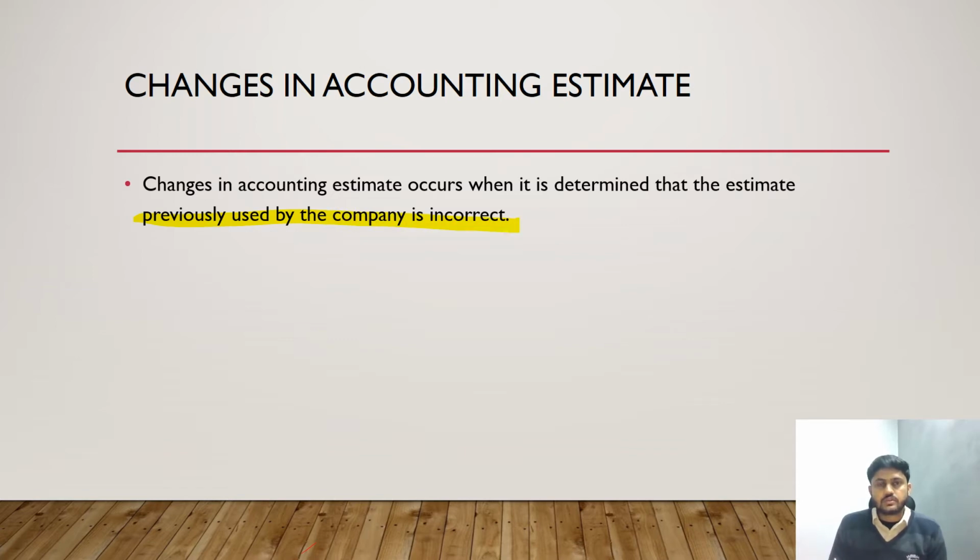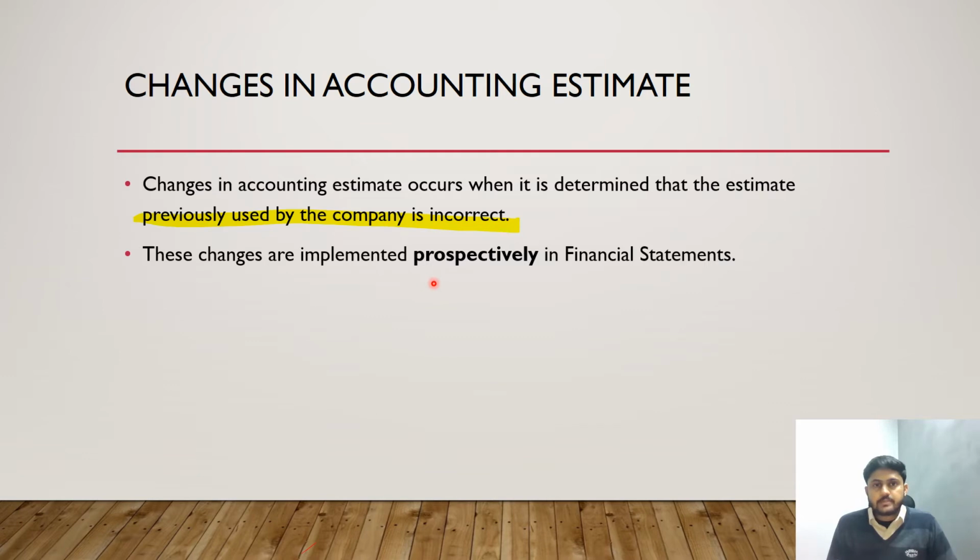And what would be the example of changes in accounting estimates? Let's say a company has estimated in the last year that the total allowance for AR would be 50%, but in the current year the company is saying that it should be 70%, not 50%. So this situation is a change in accounting estimates because the company is saying that whatever they have previously used is incorrect. So in that case, what will happen?